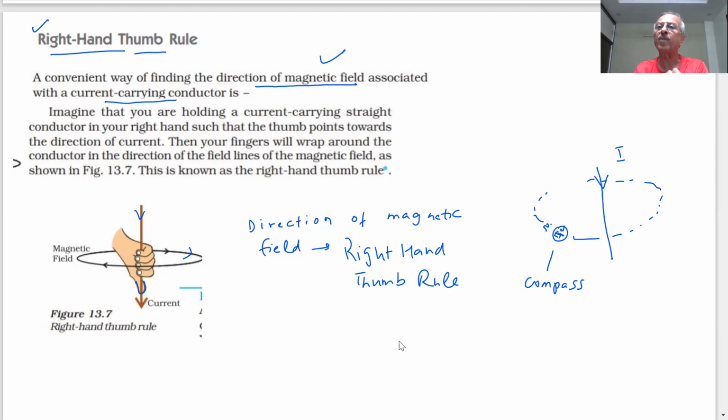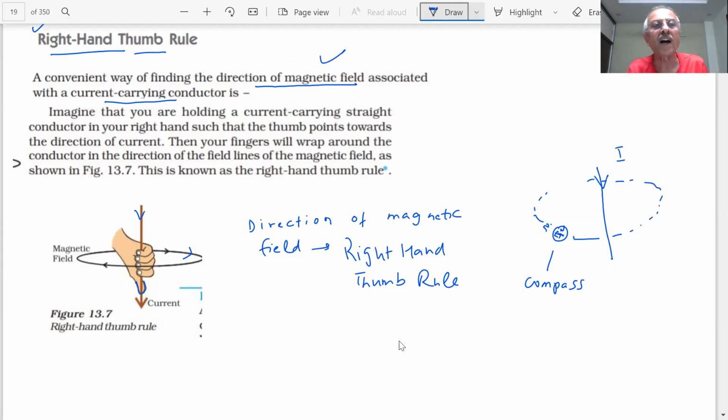How do you know? You bring the compass needle, and it will get deflected. And what type of pattern do you observe? Concentric circles. What is the direction of the field? I can find it by using the right hand thumb rule. The fingers will wrap around the conductor in the direction of the field lines. This we have understood. This is important. Okay, note down.